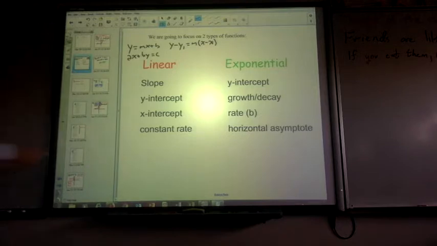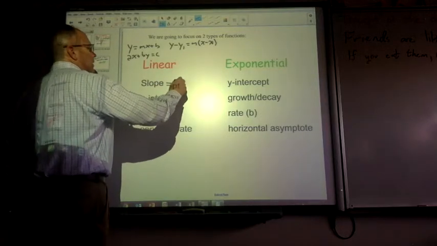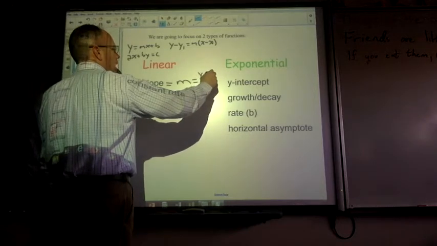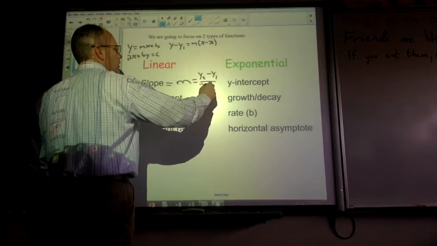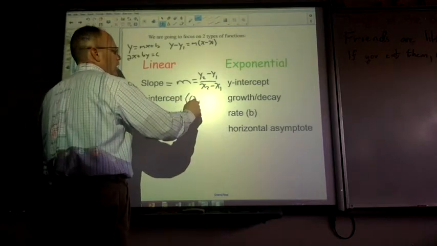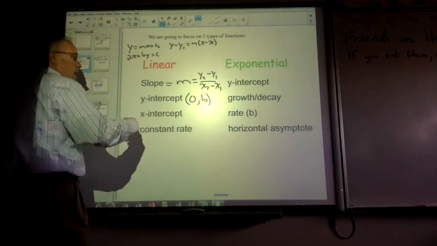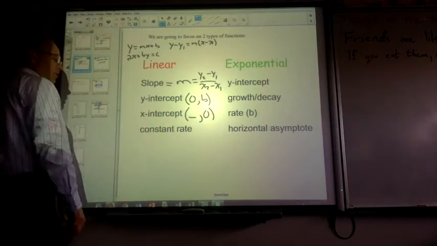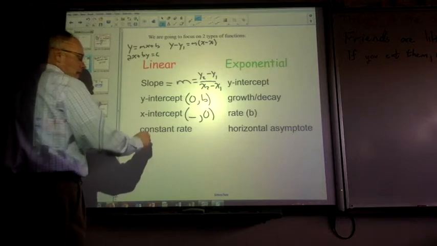Linear, your slope is m. We know the slope equation is this. The y-intercept is 0, comma b. The x-intercept is blank, comma 0. So solve for that. And then the constant rate.